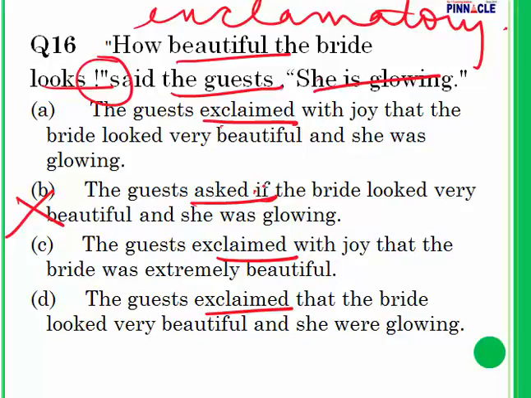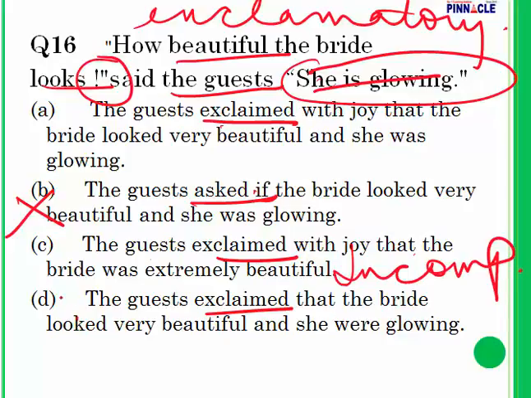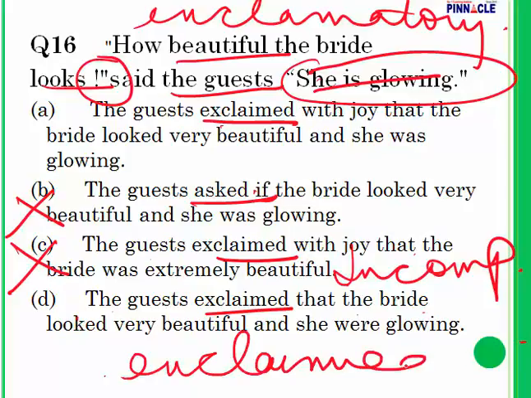Now let me take a look at C. The guests exclaimed with joy that the bride was extremely beautiful. Fine. What happened to she is glowing? She is glowing is missing. Incomplete. That is the reason C gets eliminated. D: the guests exclaimed that the bride looked very beautiful and she was glowing. With exclaimed, we have to use exclaimed with joy, exclaimed with sorrow, exclaimed with excitement. That is not here. So D also gets eliminated.